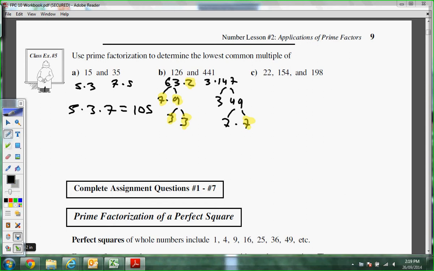So your LCM here is all the yellow multiplied. 2 times 7 times 9 times 3 times 3 times 7. It's a big one. 2 times 3 times 3. Oh, not 9. What am I doing? Sorry, we have 3 times 3 is a 9. Disregard that. Okay, so it's 2 times 7 times 3 times 3 times 7, which gives us 882.